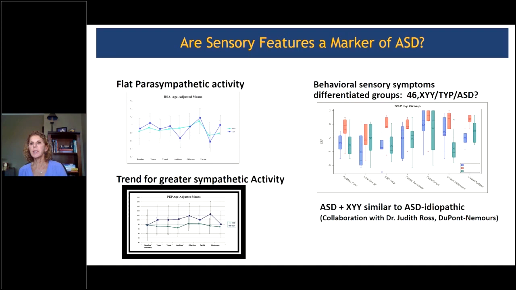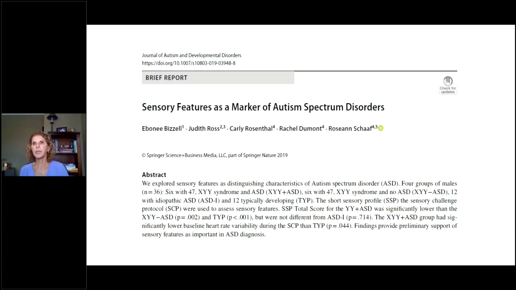We also found, when we were comparing sensory features in a group of children with XYY syndrome to typical kids and to those with ASD, that the sensory features actually may be a distinguishing and identifying feature of autism spectrum disorder. And we've published this work in the Journal of Autism and Developmental Disorders, and it's readily accessible to you.